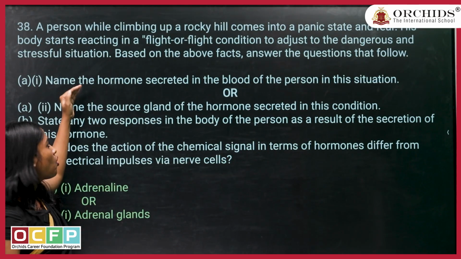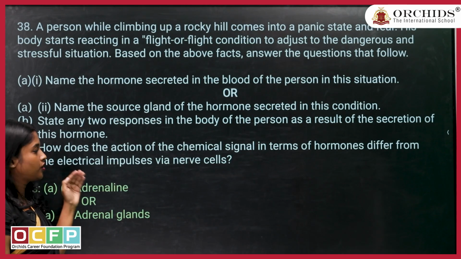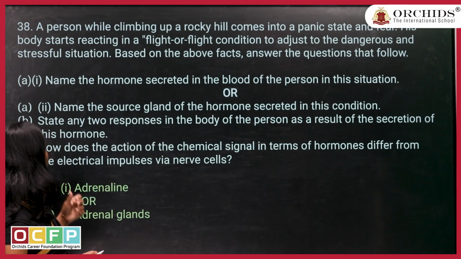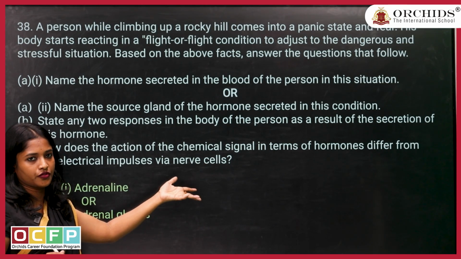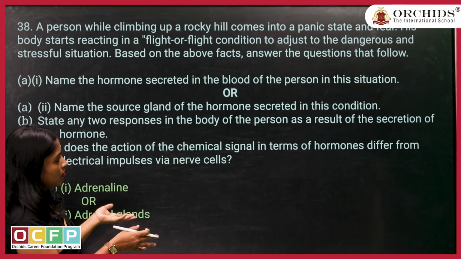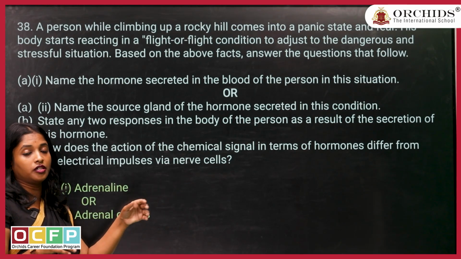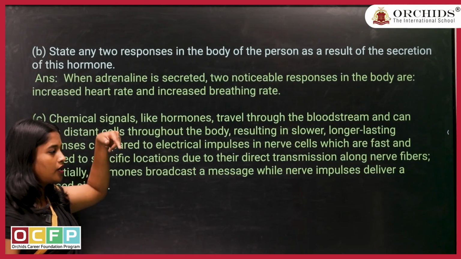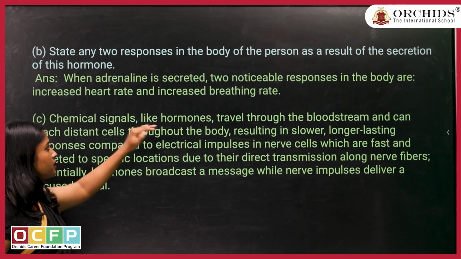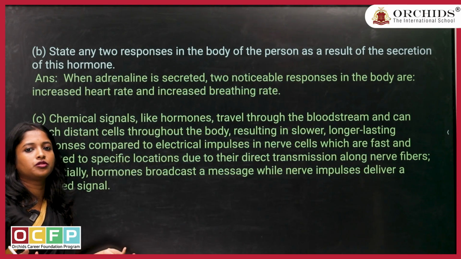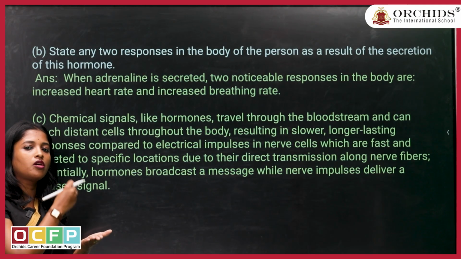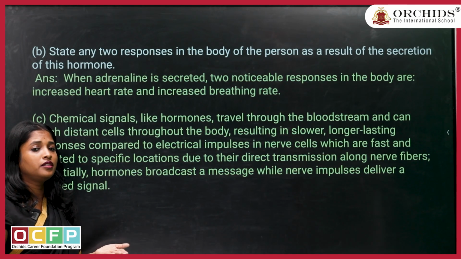Next, the third question is: how does the action of the chemical signal in terms of hormones differ from the electrical impulse via nerve cells? Here you have to tell how hormones differ from the nerve signals. So it is not given in the passage, but it is related to the passage. Let us see. These chemical signals like hormones travel directly through the bloodstream. Whereas if you see the nerve cells, the nerve impulses move through each and every nerve cell.